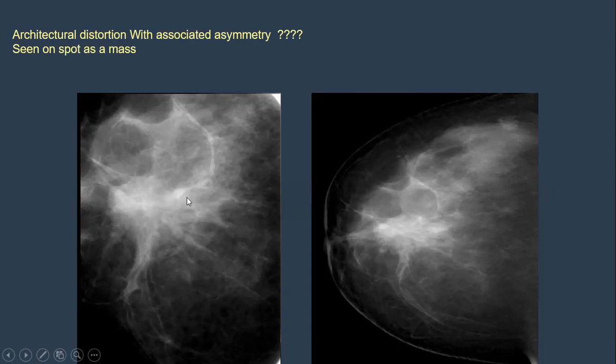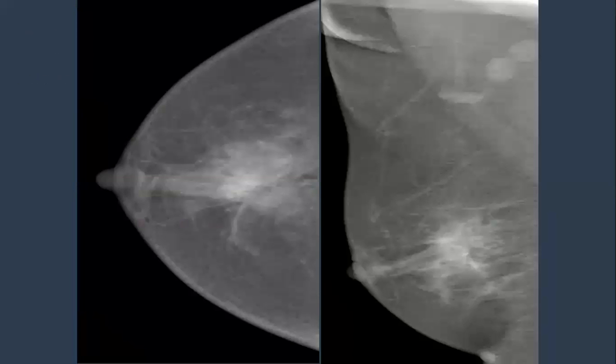So the spot magnification demonstrates a mass with architectural distortion, and it was a lobular carcinoma. This is my patient. It was a lobular carcinoma. Okay. And what about this?